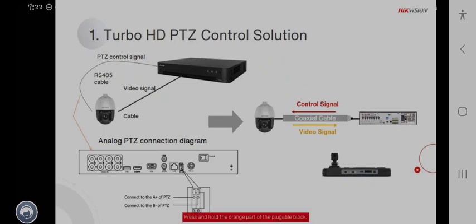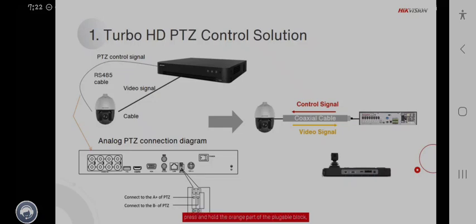Press and hold the orange part of the pluggable block. Insert 485 signal cables into slots and release the orange part. Ensure cables are in tight. Connect A plus on PTZ to D plus on terminal block and B minus on controller to D minus on terminal block. Fasten stop screws.